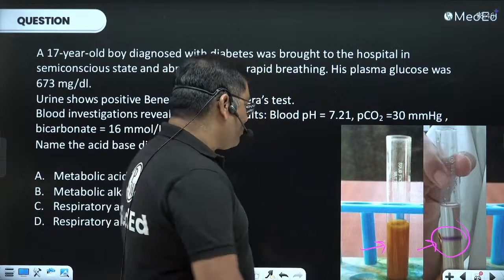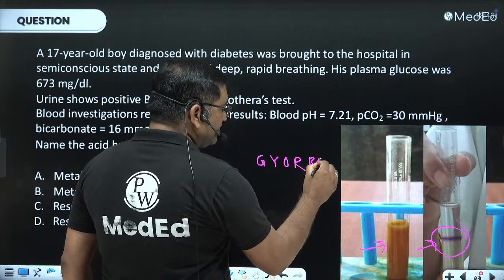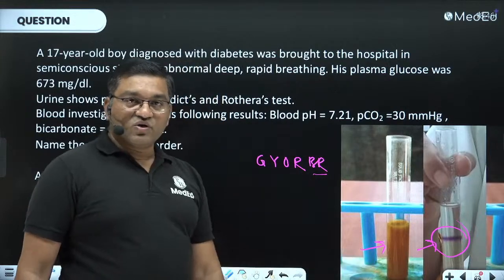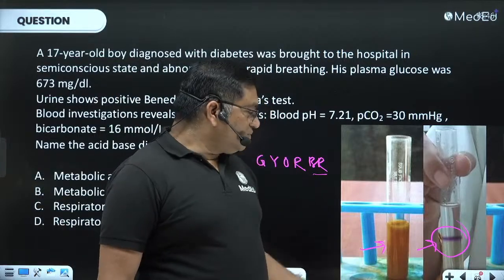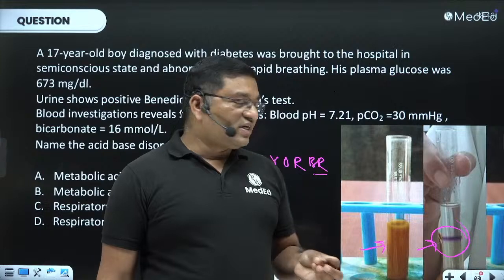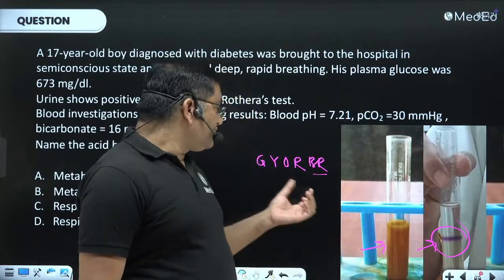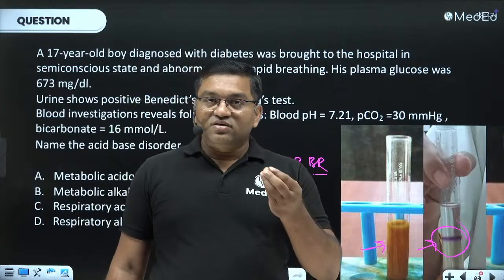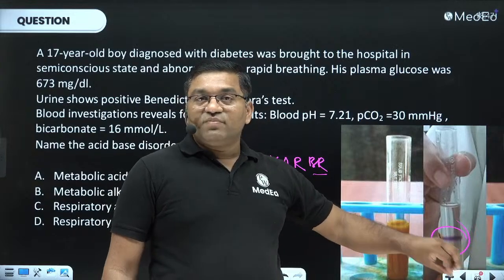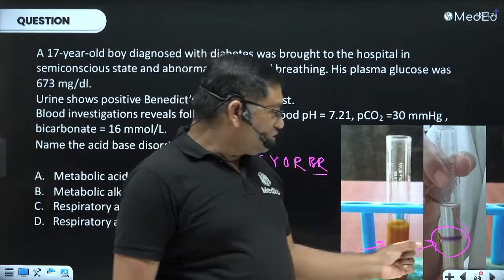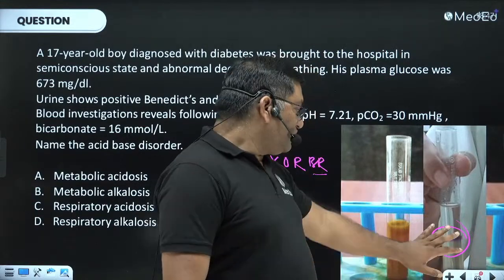The color changes from green, yellow, orange, red and brick red. The color changes in the Benedict test because of the reducing property: in hot alkaline medium there is formation of enediol, which is a strong reducing agent which reduces the cupric ions into cuprous ions. So there is formation of various colors, and that indicates the approximate amount of sugar present in the urine sample. While Rothera's test indicates the presence of ketone bodies, specifically acetone and acetoacetate, beta-hydroxybutyrate is not detected by Rothera's test.